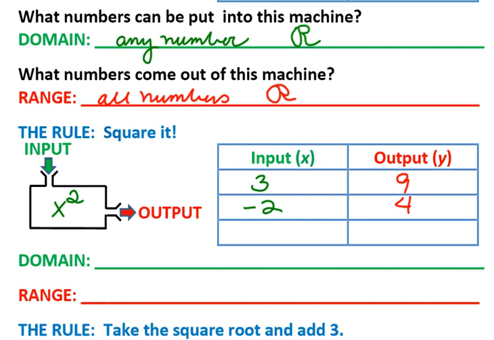What about a 0? 0 times 0 is 0. And let's do one more. Let's say we put in a 1/2. If I put in a 1/2, I get 1/2 times 1/2 is 1/4.